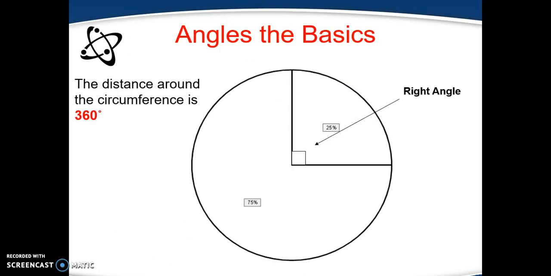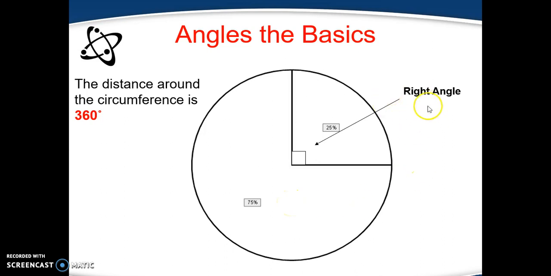Now let's have a look at angles and the basis of angles. We've already established that the circumference, or the perimeter around the edge, is 360 degrees when it comes to angles. So the distance from the start all the way around to the starting point again is your circumference, and that's 360 degrees.